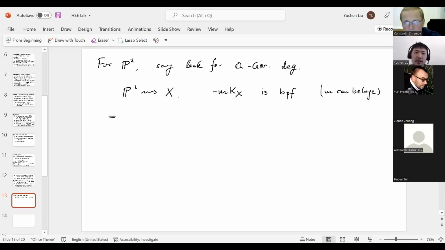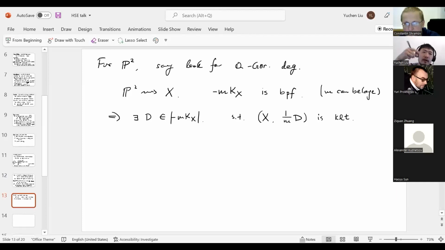So then you can choose some divisor D similarly inside minus M K_X, such that this pair (X, (1/M)D) is KLT. Over there we have PLT if M equals 1, but if M is larger than 1, you can of course usually have a KLT section. And then you can show that (X, (1 minus epsilon)(1/M)D) is K-stable.